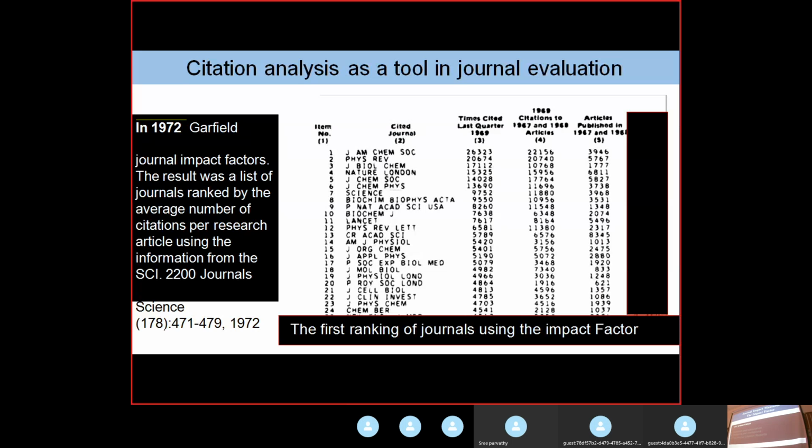It started in 1972 by Garfield. This was his original paper, and based on his assumption, he created this list of items based on their last quarter, and he created some metrics out of it. He is considered the person who introduced the citation style, the impact factor of a journal.